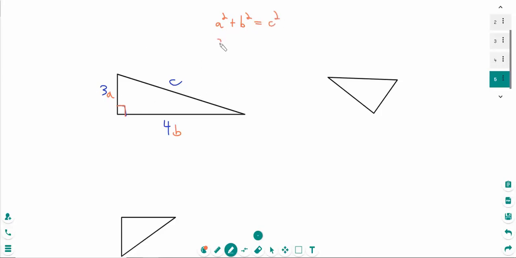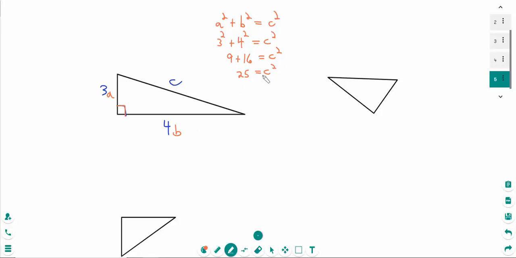The A is a 3, so that's 3 squared, plus the B, which is a 4. That's 4 squared, equals C squared. Now we just do some simplification here. We have 9 plus 16 equals C squared, and then if we add these up, we end up with 25 is equal to C squared.